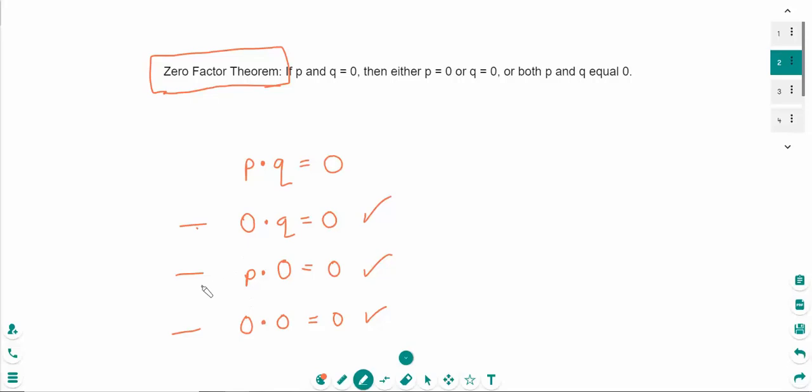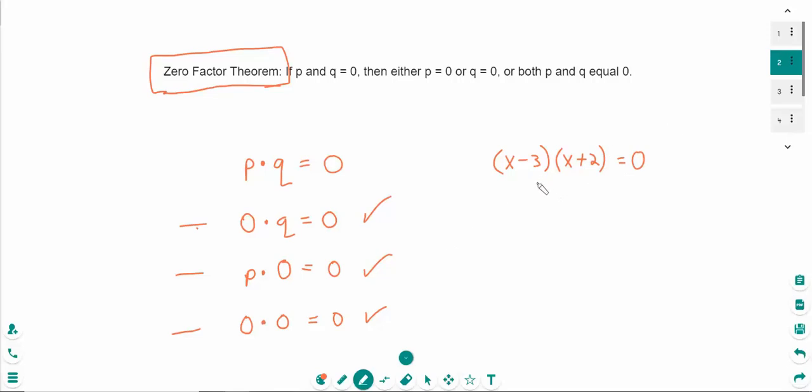One of them has to be 0, for sure. All right? There's no other way to get a product to equal 0. Okay? And you might ask, well, great, how does this help me? Well, let's think about it for a second. If I have something that looks like this, if I have something that says (x minus 3)(x plus 2) is equal to 0.